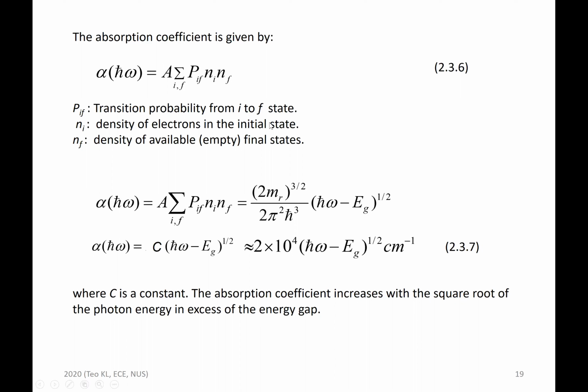In order to make a transition into the conduction band, you must know what the available states are in the conduction band, which is your final state. So that is the density of available or empty states in the conduction band. It's a product of Ni and Nf. P_if means initial and final: again, the transition probability from i to f, valence band to the conduction band.